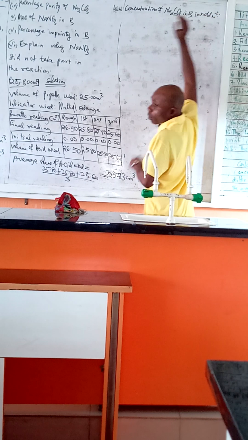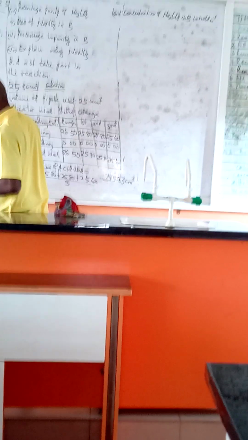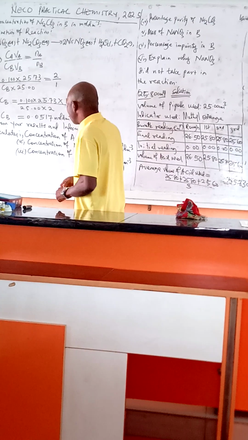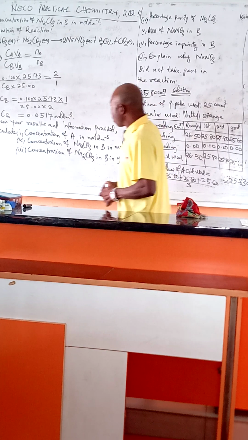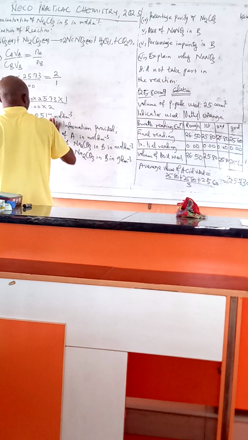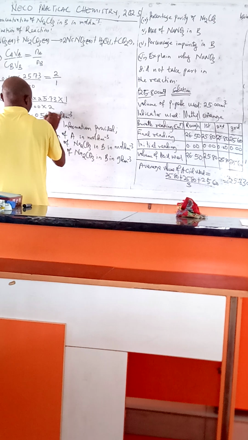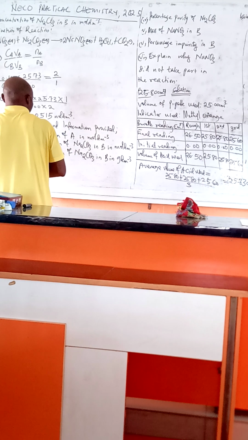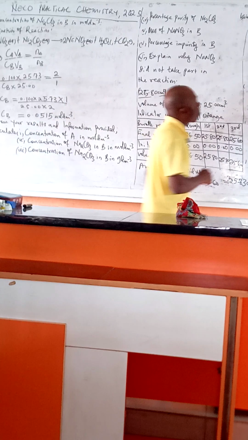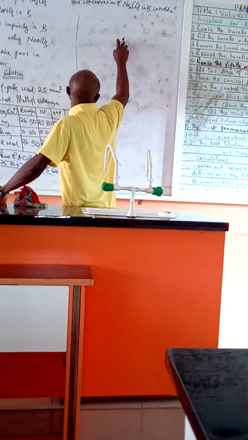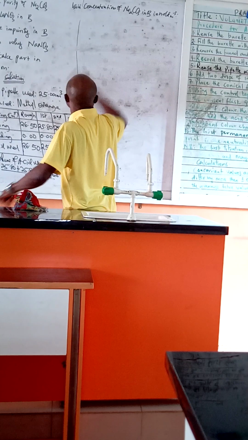Sir, yes, this is 0.205. This is 0.0515, not 7. Yes. What you gave to me is what I wrote. Okay. Concentration of Na2CO3 in B in mole per dm³.